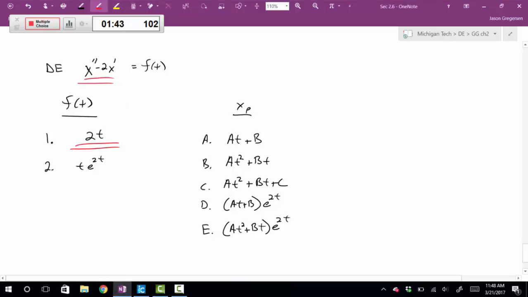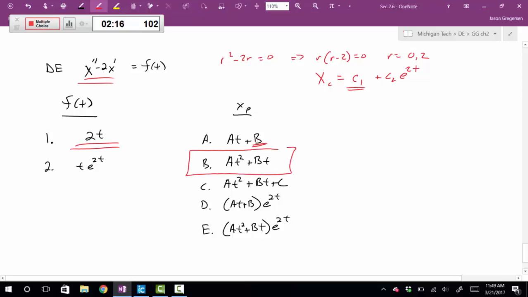Why B? Well, let's look at our differential equation. The first thing we have to do is find that complementary solution. My auxiliary equation is r squared minus 2r equals 0. That factors into r times r minus 2 equals 0. So r is equal to 0 and 2. My complementary solution is c1 e to the 0t plus c2 e to the 2t. So I do make that initial guess of At plus B, but there's overlap with my complementary solution. What do I have to do? I have to multiply it by t to get my guess for xp. Okay? So it's because there was overlap with my complementary solution. Yep.